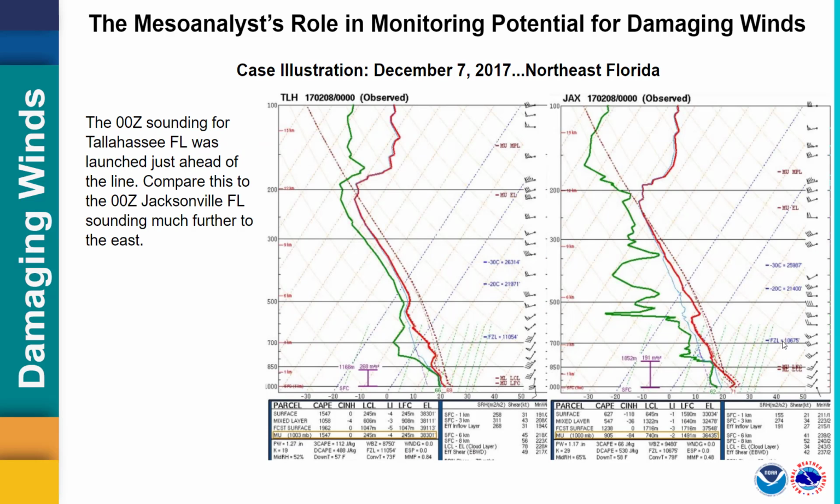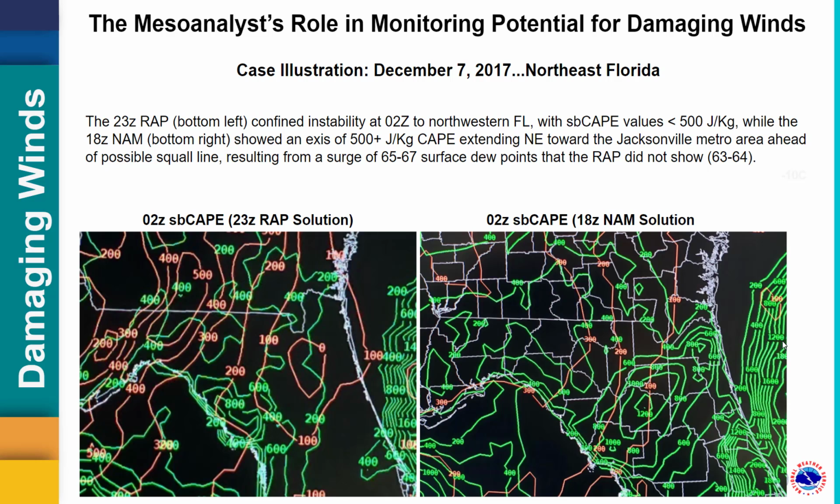Here we can see the 0Z Tallahassee sounding taken just ahead of the QLCS, showing decent instability and strong shear. Further east, the Jacksonville sounding showed lesser instability, which may decrease further during the evening. The models provided different solutions.